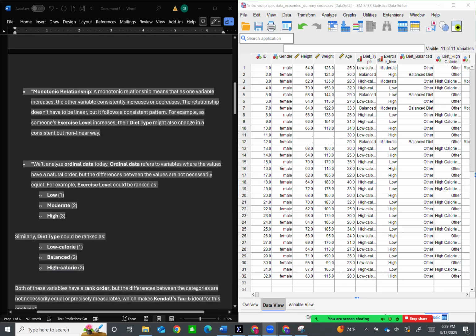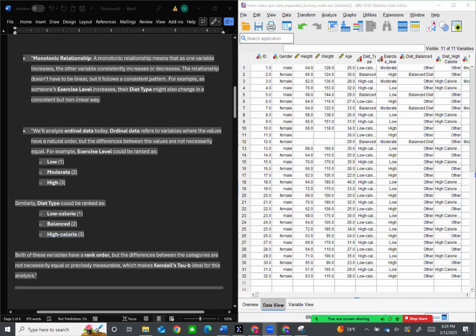Again, a monotonic relationship is one where as one variable increases, the other either increases or decreases in a consistent way. But it doesn't necessarily have to be linear. It could be curvilinear or a curved line when graphed. So for example, exercise level, as it increases, diet type might also change in a consistent way, but not necessarily having to be linear.